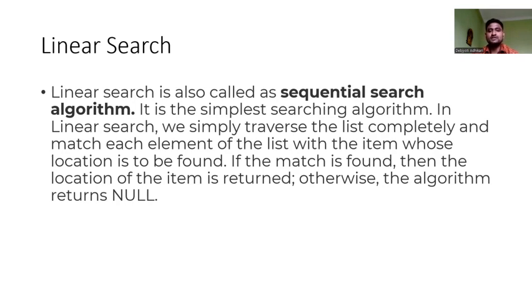In linear search, we simply traverse the list completely and match each element of the list with the item whose location is to be found. If the match is found, then the location of the item is returned. Otherwise, the algorithm returns null. So, using this definition, you can easily understand the linear searching algorithm. It just searches the array from the beginning up to the end. If the target element is found in this array, it returns the index. Otherwise, it returns the null value.